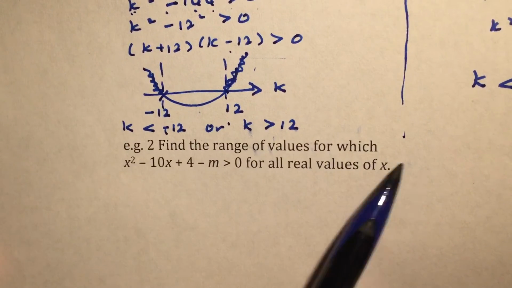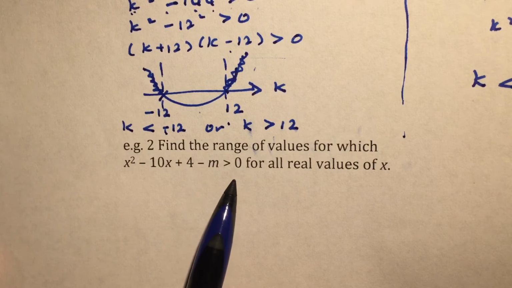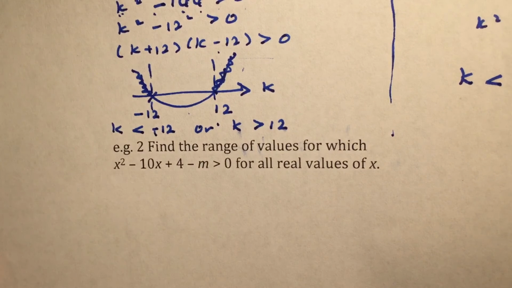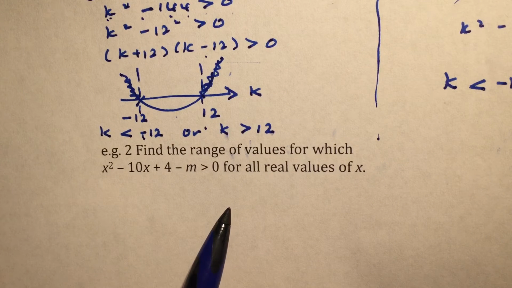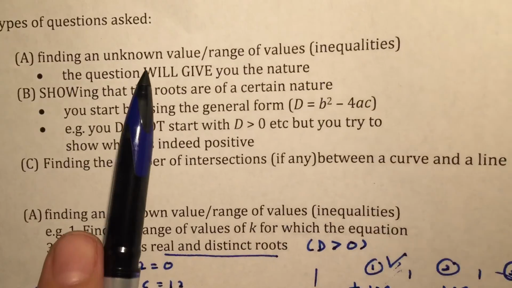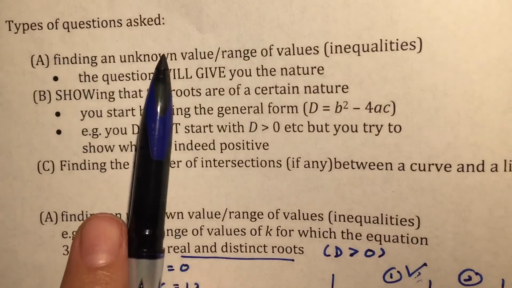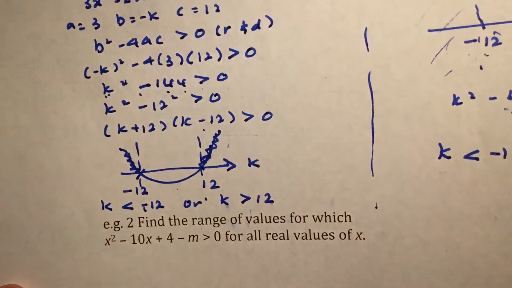Find the range of values for which x squared minus 10x plus 4 minus m is greater than 0 for all values of x. Now you will realize that they didn't tell you explicitly what kind of roots there are. They ask you to find the range of values, alright? So remember I told you when they ask you to find a range of values or to find an unknown value, they will have to give you the nature. But in this case here, they did not tell you.